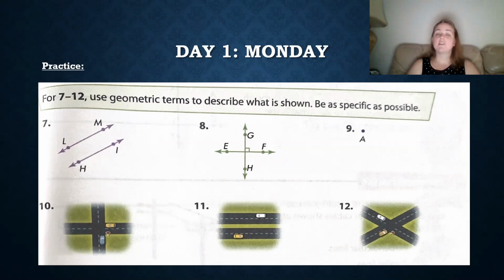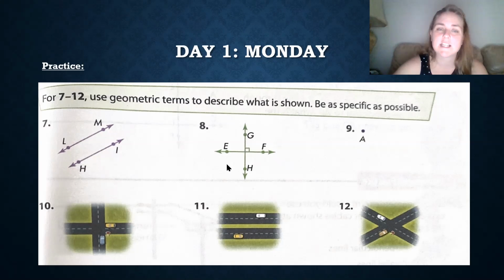Let's look at number 8. Number 8, they intersect, and I see this little box here. This little box, whenever you see that, tells me that it's a 90-degree angle.